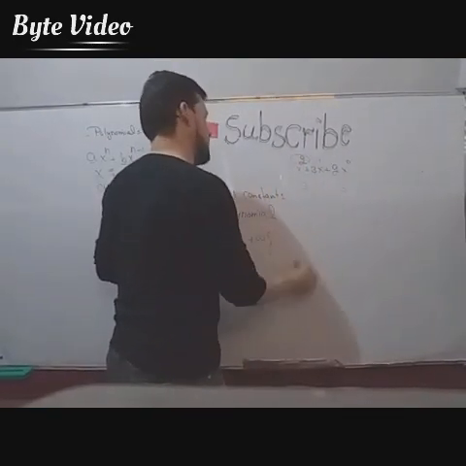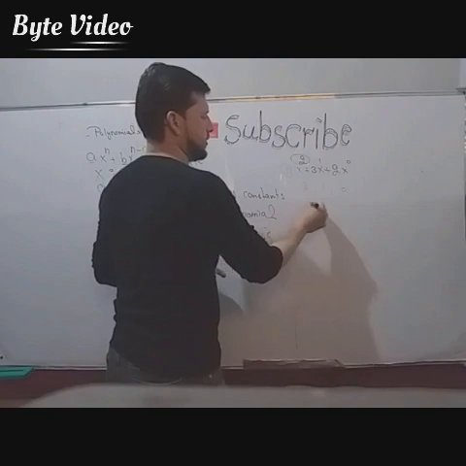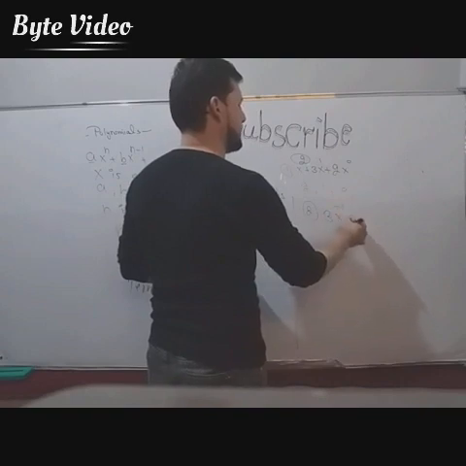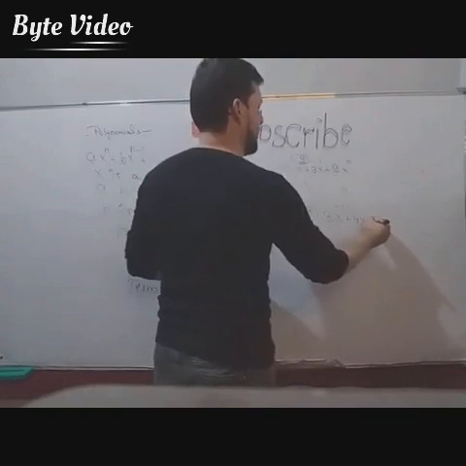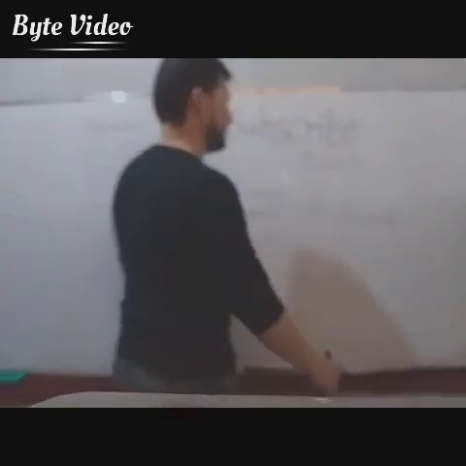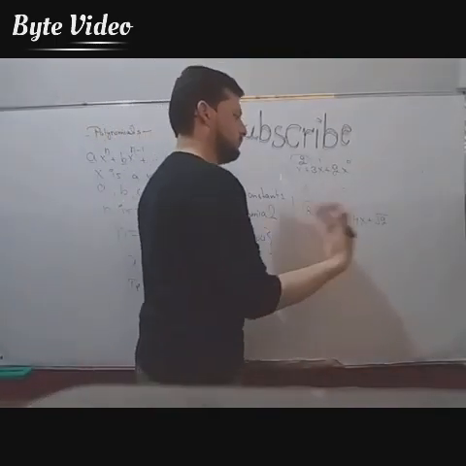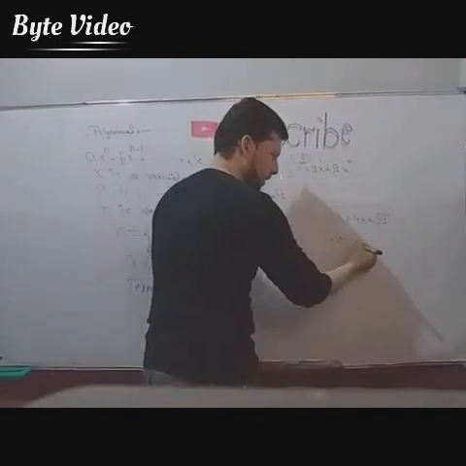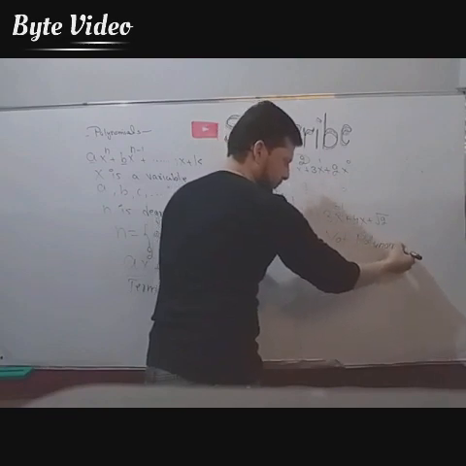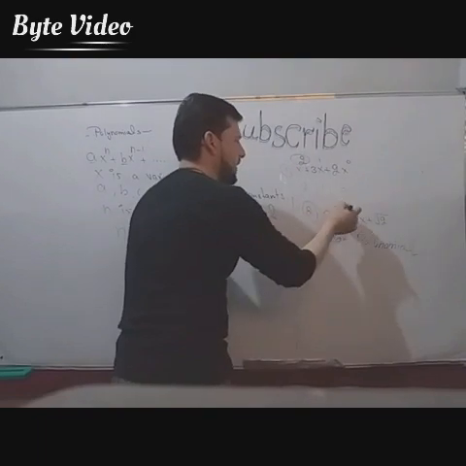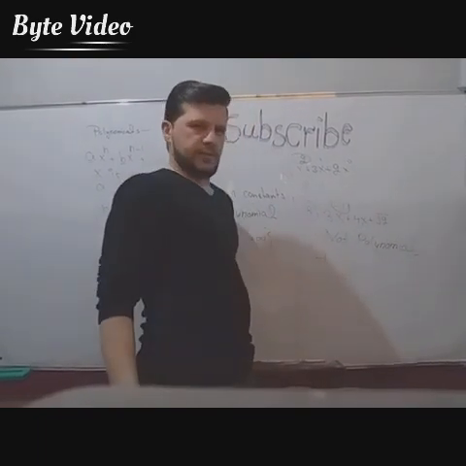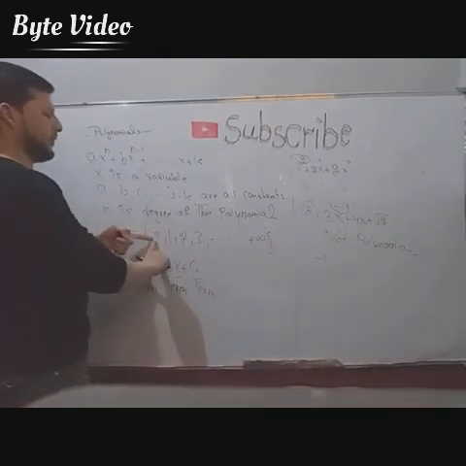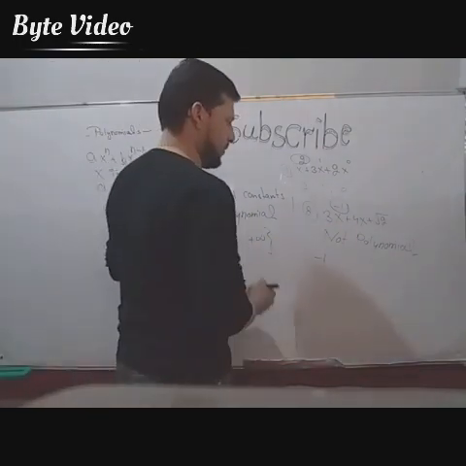Question 1 is a polynomial. Let's go to the next example: 3x to the power of negative 1 plus 4x plus the square root of 2. Is it a polynomial? No, it is not a polynomial. Why? Because negative 1 is not a positive integer. It is a negative integer, and a negative integer is not included in the set of whole numbers. So this is not a polynomial.